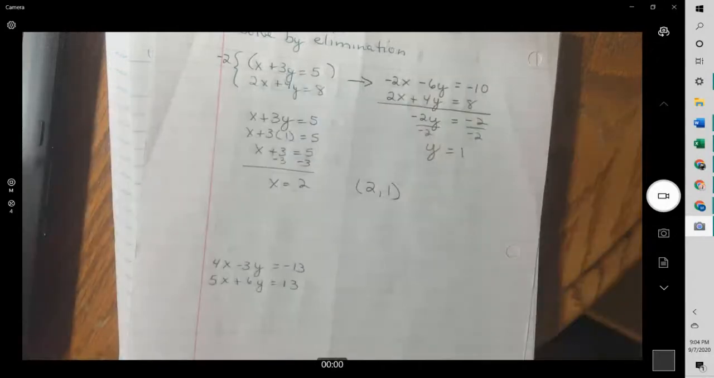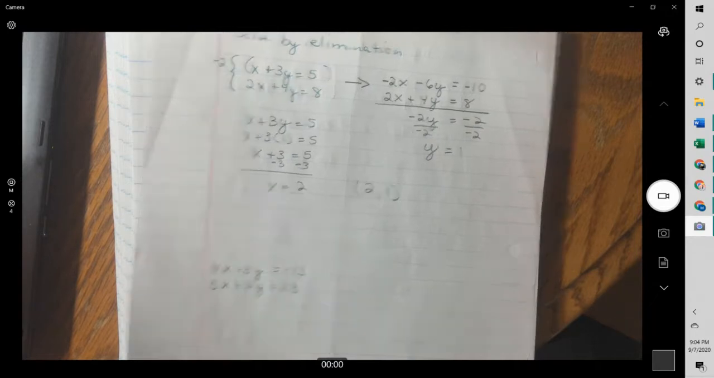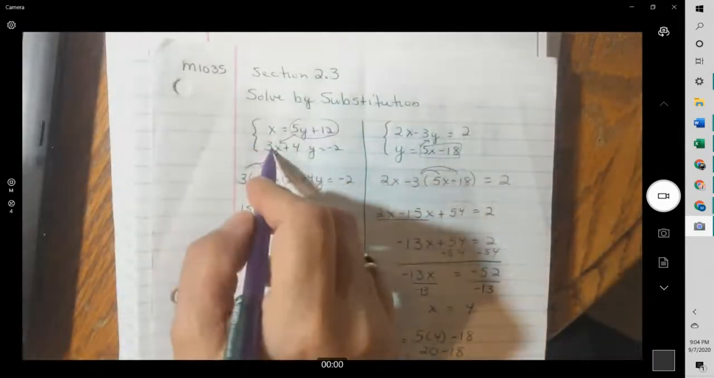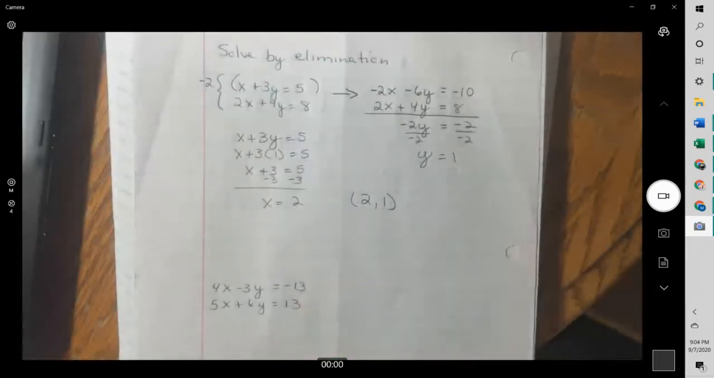It's another way of solving. Depending on how your equation is, that's how you decide which one to use. In the other ones, it was solved for a variable, so it was easier to substitute it in. This one, it wasn't solved for a variable, so it was easier to use elimination.